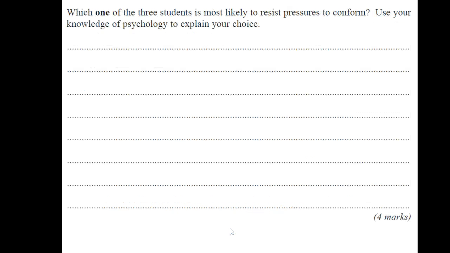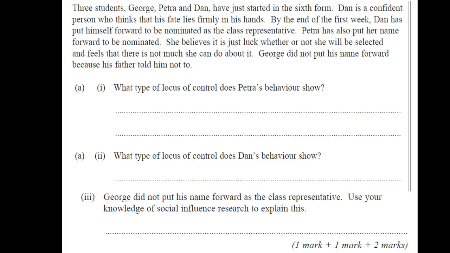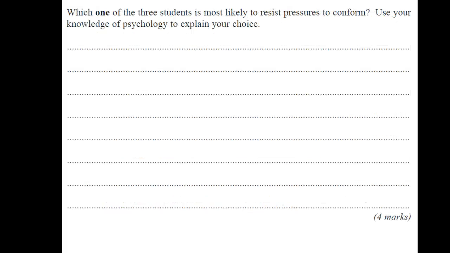Which of the three students is most likely to resist pressures to conform? Use your knowledge of psychology to explain your choice. So again, we'll say Dan is more likely to resist pressures to conform because Dan is more likely to take responsibility for his own actions. And you can talk about how Twenge found that people who were high externals were more likely to have less control, be more depressed, and be more likely to obey or conform to authority figures.